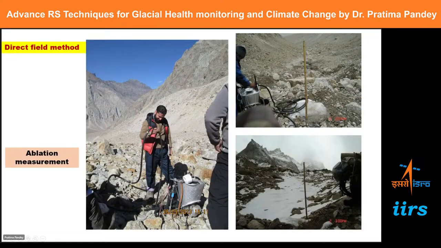You can see this is how the ablation is measured on the surface of the glacier. We put bamboo stakes on the surface of the ablation zone and keep on monitoring the exposed surface of the bamboo. We put marks on these bamboos this year, and next year we'll go and see how much of the bamboo surface is exposed. By that we can get to know how much ablation has occurred. This is how we measure ablation in the field.